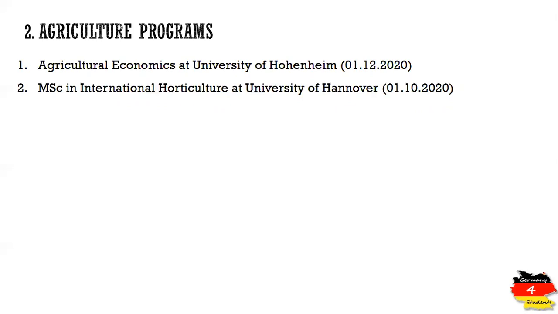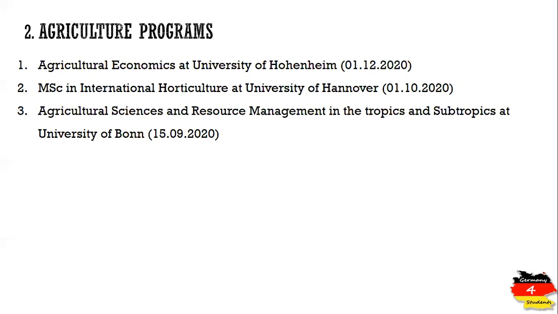The next program is MSc in International Horticulture at University of Hanover. The deadline for this is 1st of October 2020. The next program is Agriculture Sciences and Resource Management in Tropics and Subtropics at University of Bonn. The deadline is a bit earlier, so it's 15th of September 2020. Then we have Tropical Forestry at Technical University of Dresden, for which the deadline is 30th October 2020.